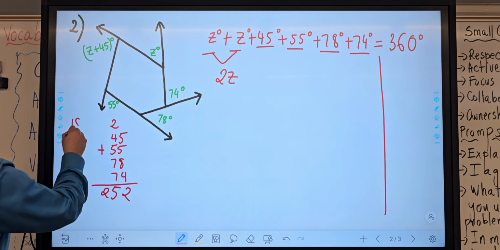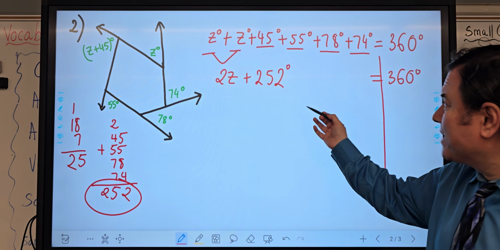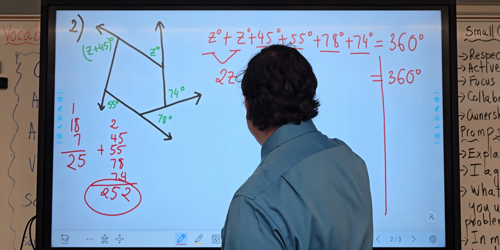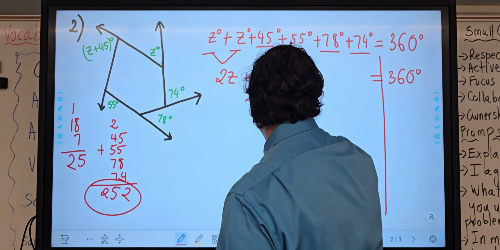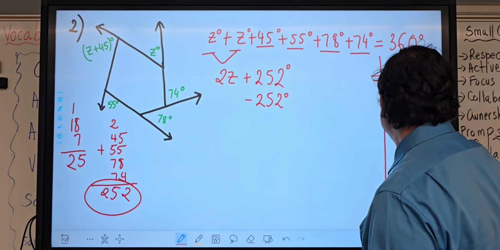252 should equal 360 degrees. And now let's subtract 252 from both sides. Okay, let's see what we get. 252 cancels out. So we get 2z equals, let's do a little subtraction here.